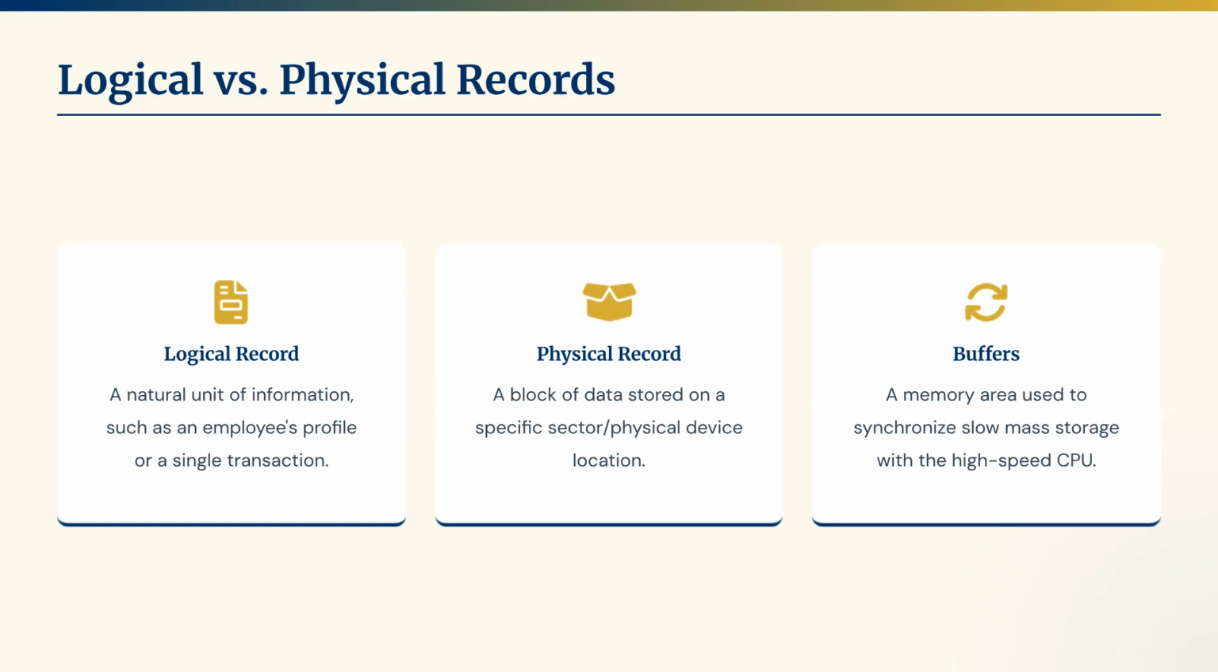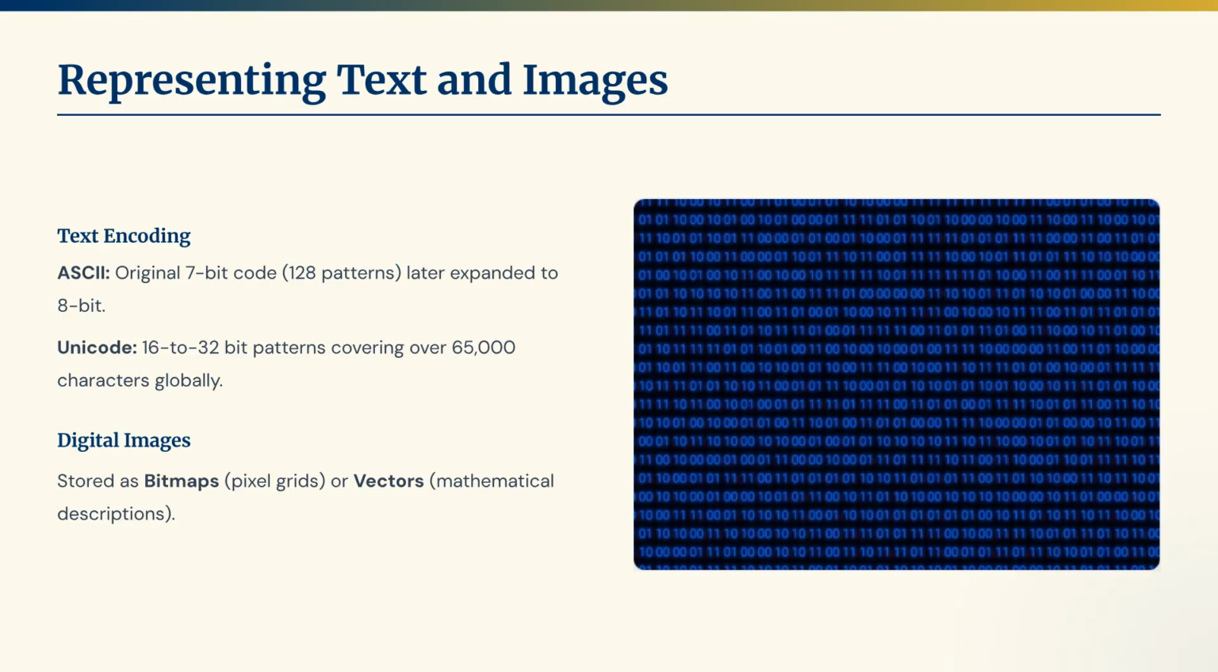A logical record represents a natural unit of information, like an employee profile. A physical record refers to a block of data stored on a specific device location. Buffers are used as intermediary memory areas to synchronize these slower storage devices with the high-speed CPU.